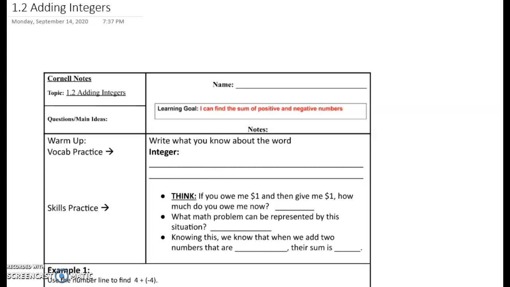All right, so first we have vocab practice. We just learned what an integer is, and we said that an integer is a whole number and their opposites. So that means that they're positive and negative numbers.